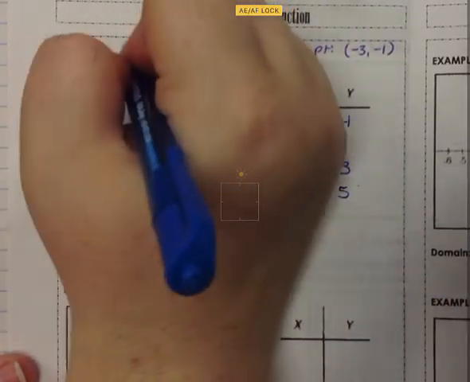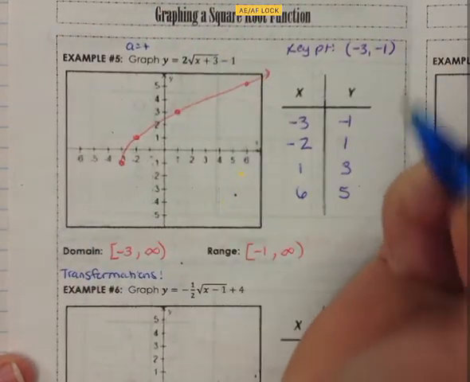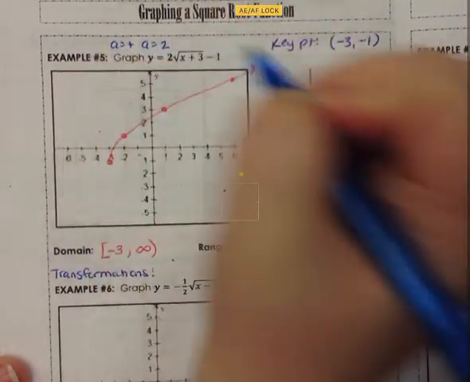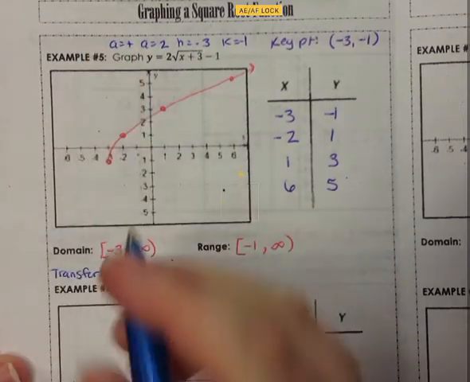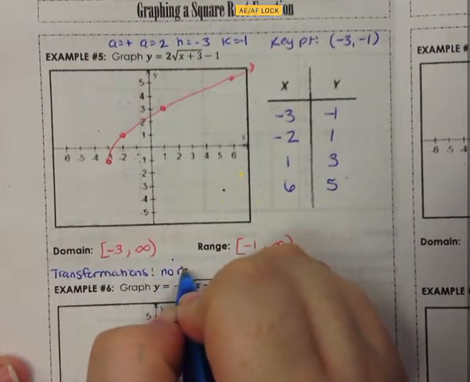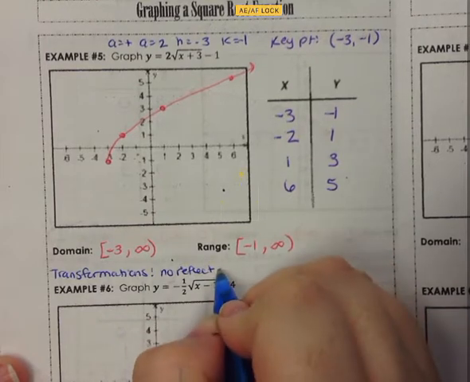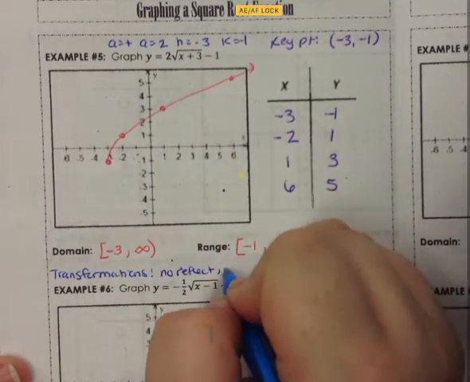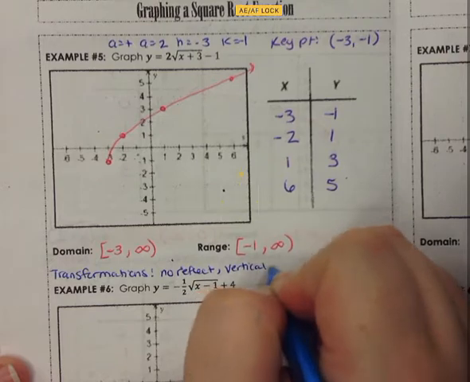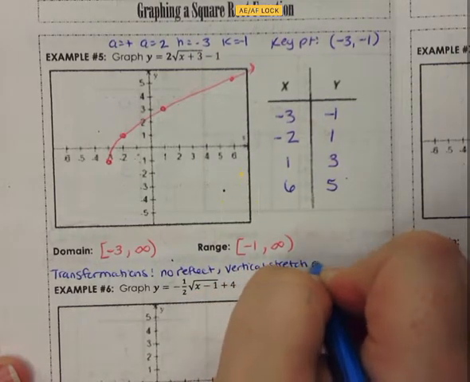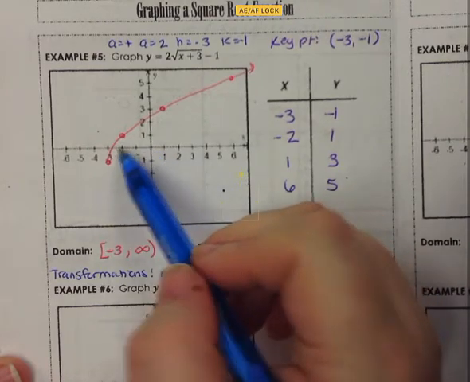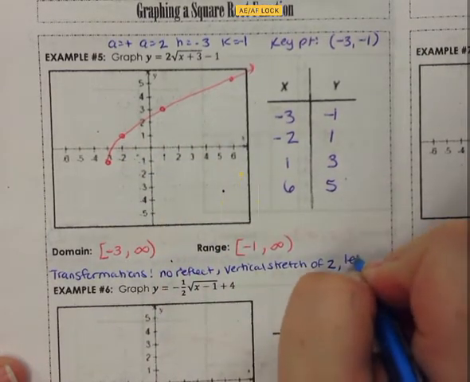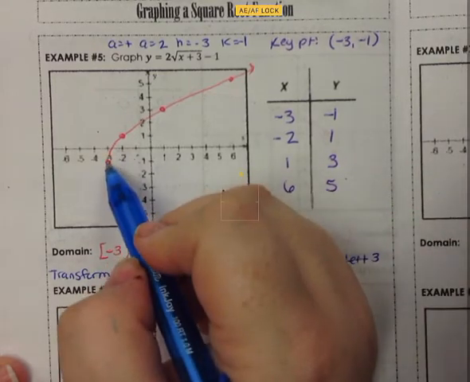So if you look back at your A, it is still positive, but now the A is 2. Your H is -3, and your K is -1. So since it's positive, there's still no reflection. But since A is 2, there's a vertical stretch of 2. You can see that from 0, 0, it did go left 3. And then it also went down 1.